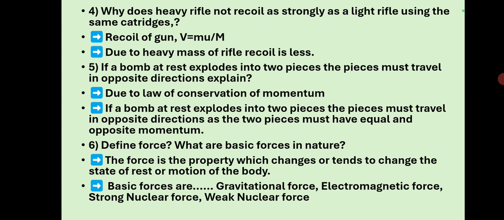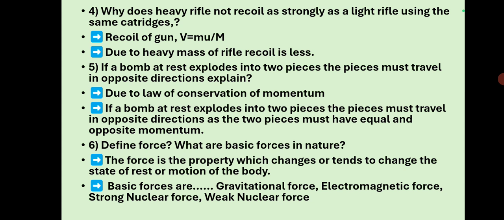Next, if a bomb at rest explodes into two pieces, the pieces must travel in opposite directions. Why? This is also due to the law of conservation of momentum only. So here, if a bomb at rest explodes into two pieces, the pieces must travel in opposite directions as the two pieces must have equal and opposite momentum. For that, they have to travel in opposite directions.